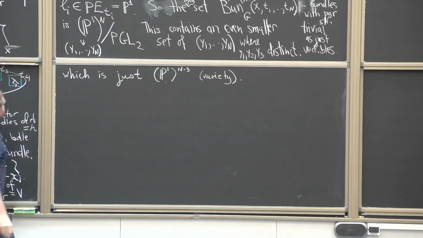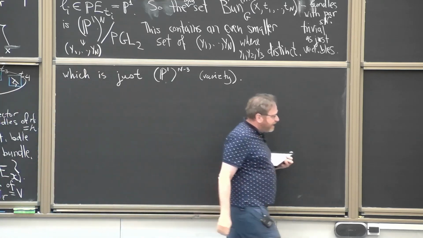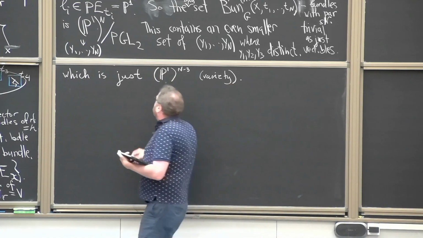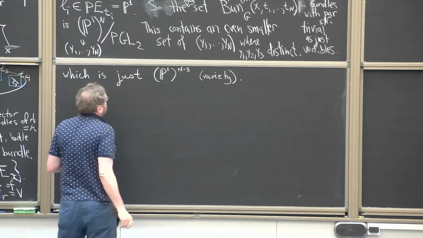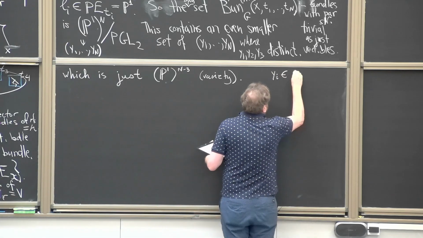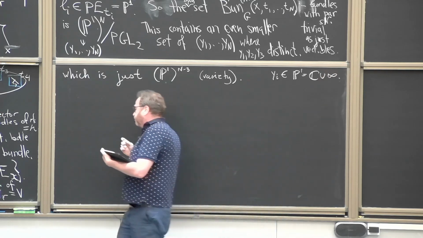So we are going to live basically on this stack. I mean, it is slightly stacky, but it's much simpler than the general thing. And we will be able to do calculations using these coordinates. So these yi are going to be in P1, which is C union with infinity, the Riemann sphere.